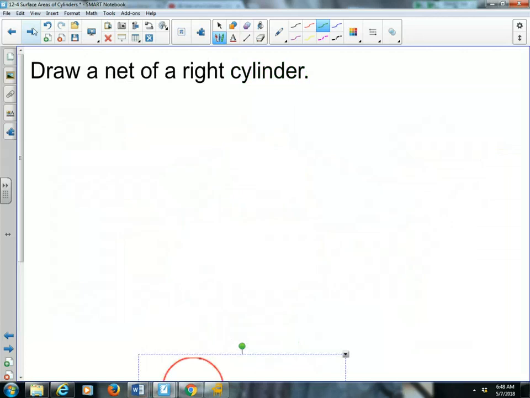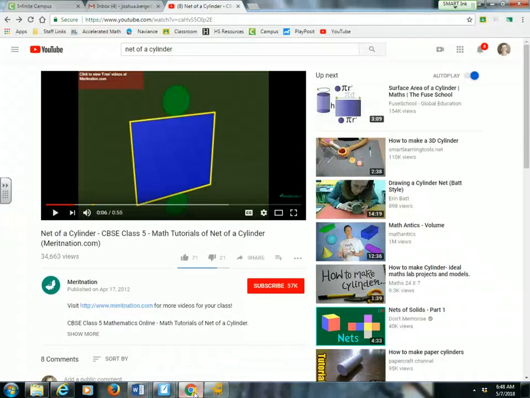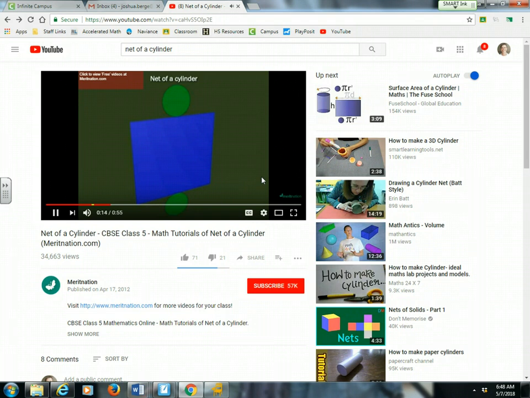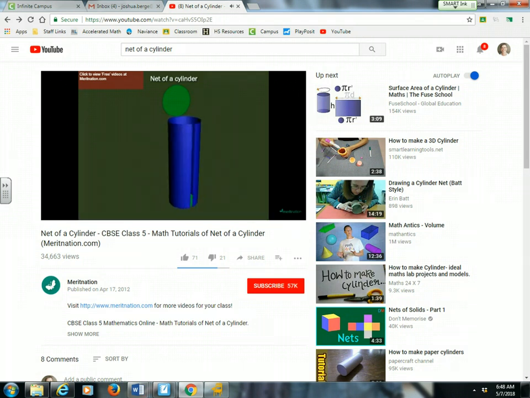All right, what we're going to do now is draw the net of a right cylinder. Before we draw the net, let's just watch a short video so you can get a perspective about what the net looks like. So we have two circles. A cylinder has two circular bases, and then it has a rectangle in the middle. The rectangle is what happens when you unfold the lateral area there.